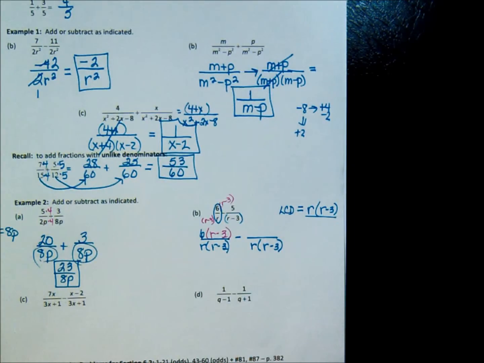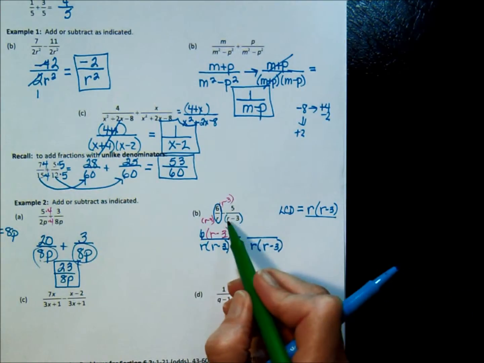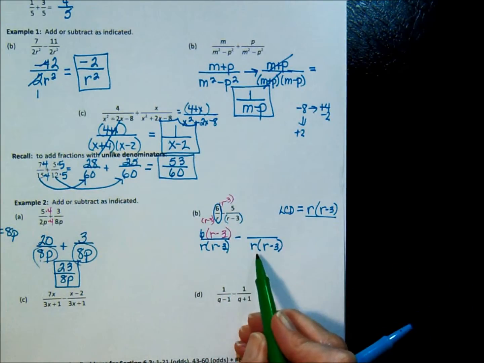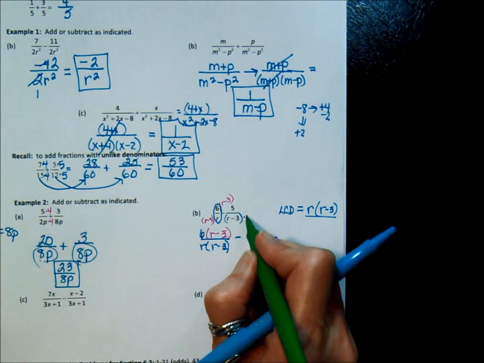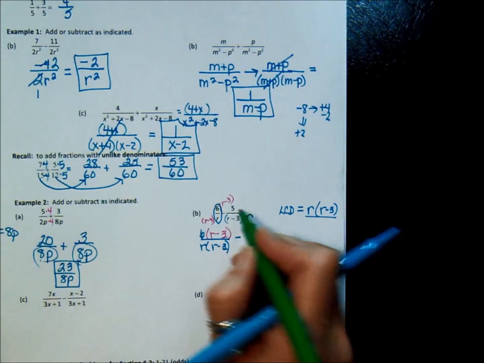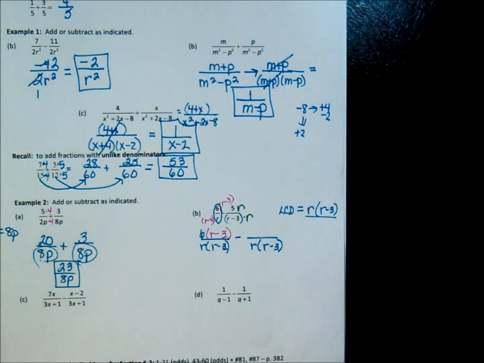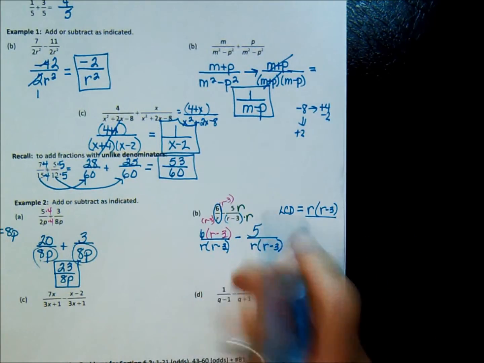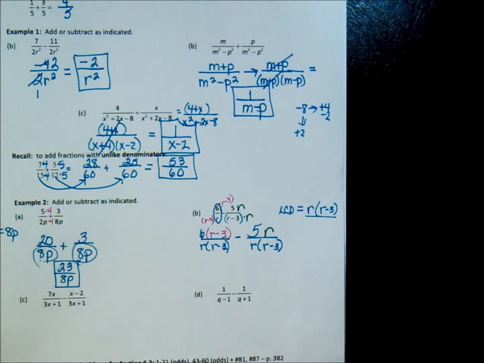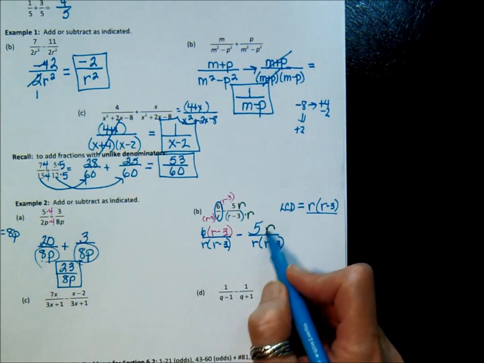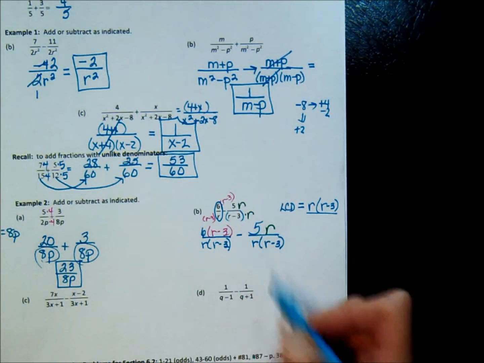All right, now let's go to the 5 over the r minus 3. I'm going to say, what do I do to r minus 3 to get r times r minus 3? Well, for this one, I have to multiply by r. So I'm going to do that in the numerator also, and that's going to give me a 5r. And again, if I cross-canceled the r's, I would be back to where I started.